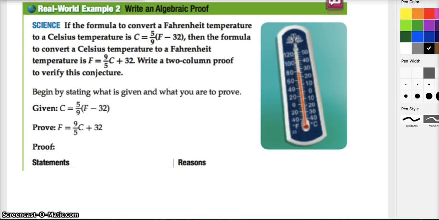Okay, let's take out this second part of our geometry section 2.6, and we're going to pick up with example 2. So here we are. We're going to write another algebraic proof, and this time we're going to write one for this particular situation.